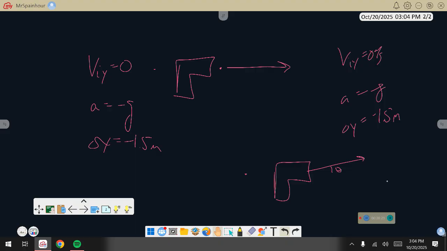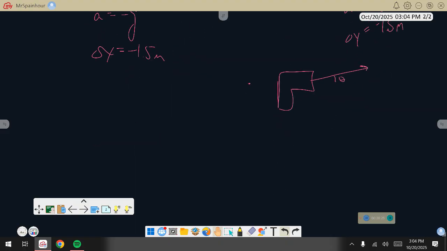Cool? So let's come down here to this situation. Obviously, they don't. But let's say the bullet was fired at 100 meters per second at an angle of 2 degrees.